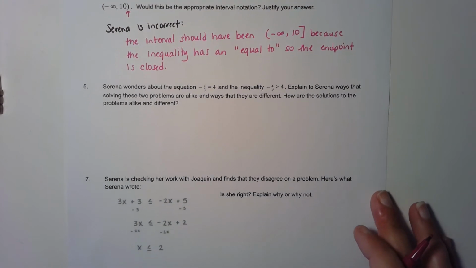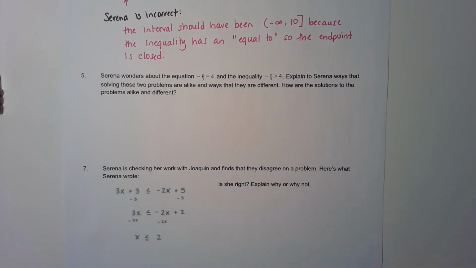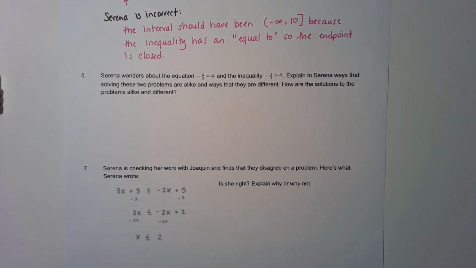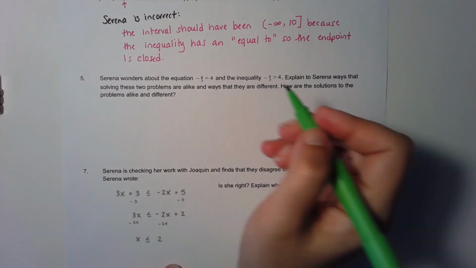Next, it says for number 5, Serena wonders about the equation -x/3 is equal to 4, and the inequality -x/3 is greater than 4. Explain to Serena ways that solving these two problems are alike and ways that they are different. How are the solutions to the problems alike and different? Well, in this case, when I'm solving, the only thing that's different is that when I solve, because there's a negative here, I'm going to end up flipping the inequality. So the first thing that I would say is, how are these solving these two problems alike and how are they different?